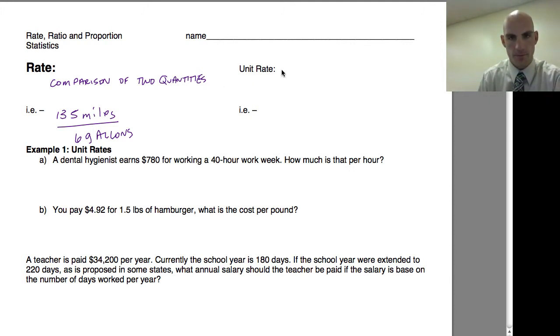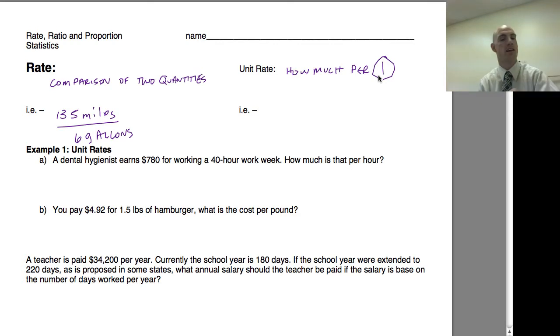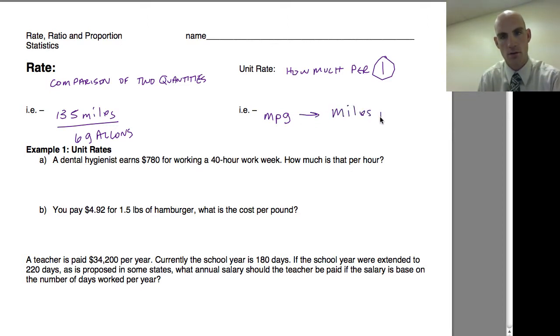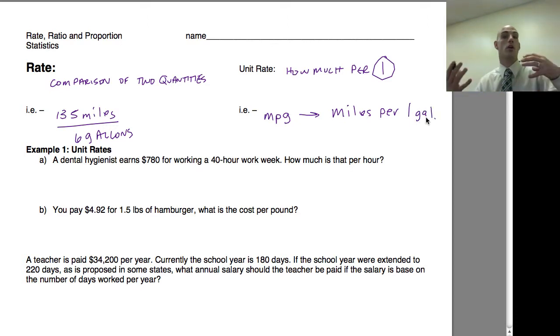A unit rate is how much per one. So unit, how much per 1 gallon of gas. So this would be like miles per gallon, meaning miles per 1 gallon. A unit rate is a comparison to one. Cost per ounce of green beans or whatever it happens to be.